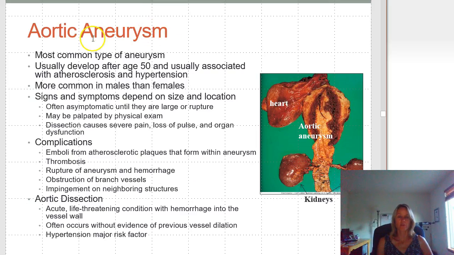Aortic aneurysms are the most common type of aneurysm, accounting for about 80% of aneurysms. They're more common in males than females. They can be asymptomatic until they're large or rupture.